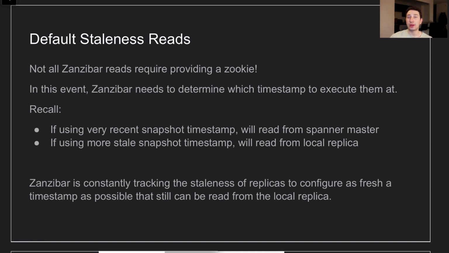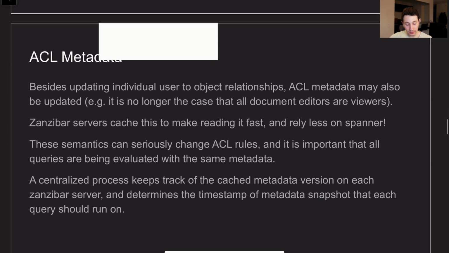So basically, every single Zanzibar server is constantly keeping track of how up-to-date local replicas are so that they can configure this default staleness so that you're still making reads from the local replica. That being said, they don't want to be too conservative with it, right? If you're reading too stale of data, you're definitely going to hit your local replica, but then you're going to be reading pretty stale data. So ideally, they're trying to create a happy medium where the data you're reading is not that stale, but it's still being served from your local replica.